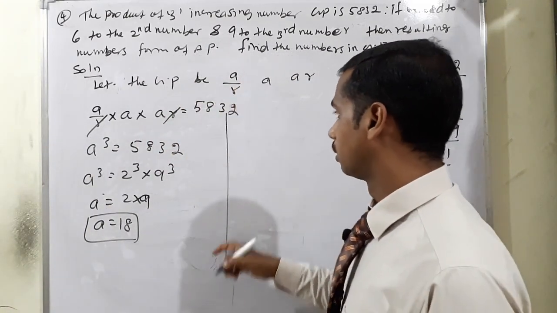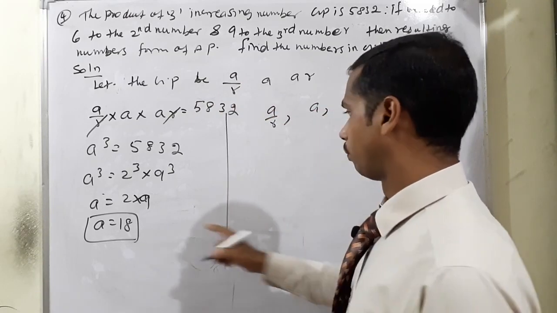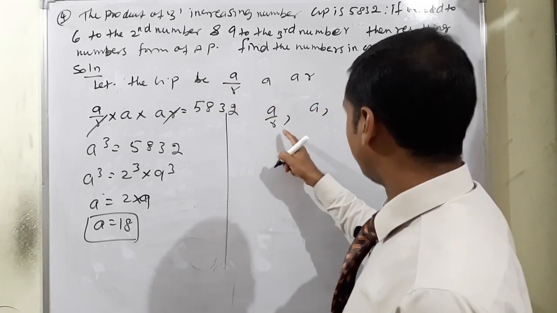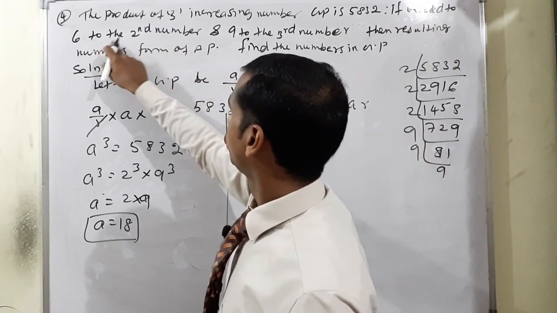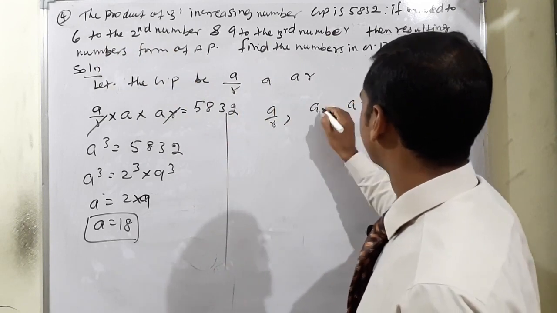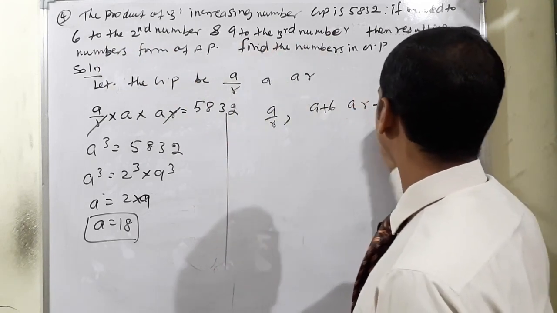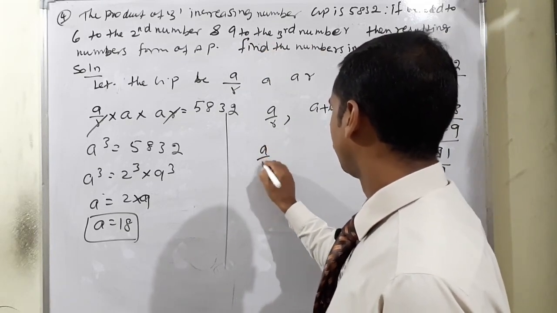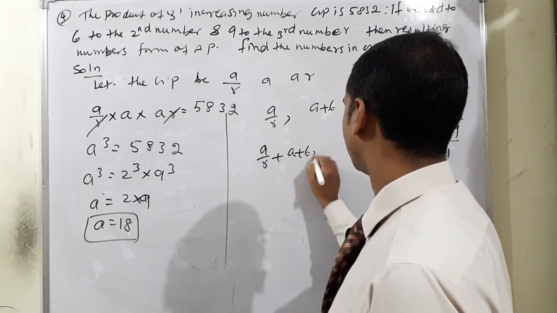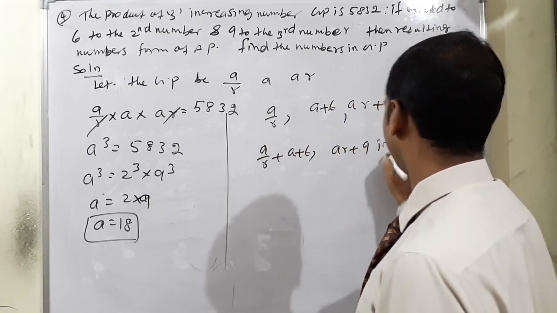The terms are A by R, A and AR. The condition: if we add 6 to the second number, that is A plus 6, and add 9 to the third number, that is AR plus 9, and keep the first term as it is, then A by R, A plus 6, AR plus 9 are in AP.